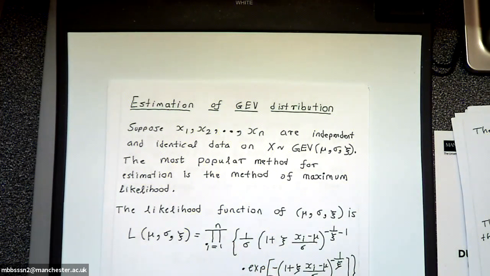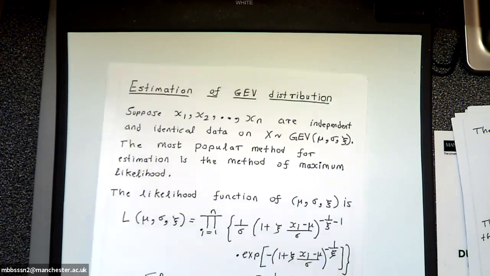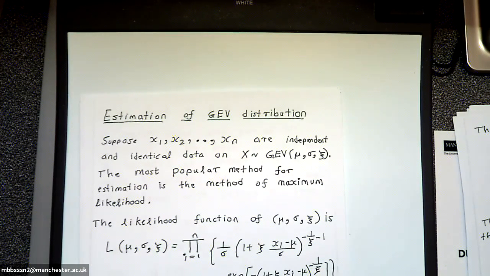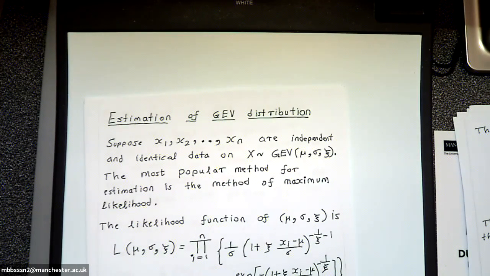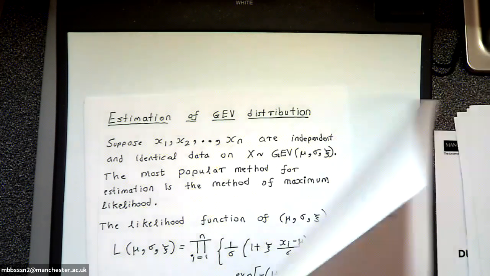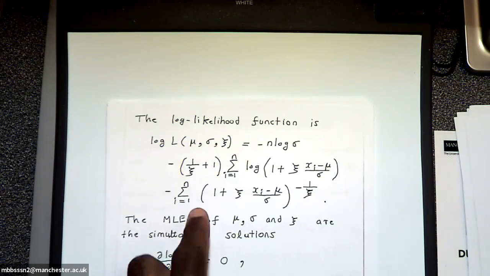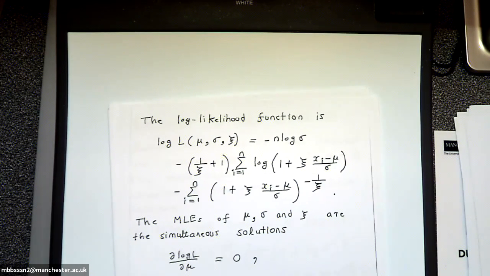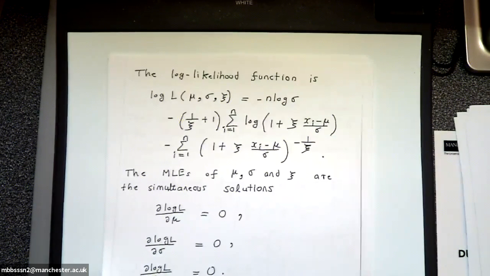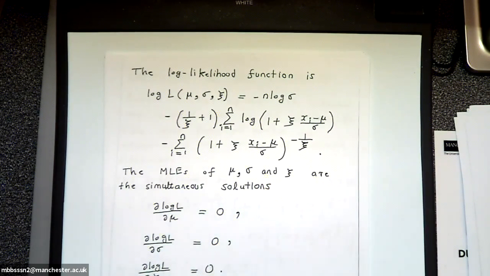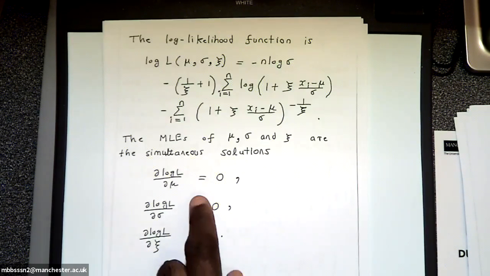Estimation, this is the likelihood function, right? And for the GEV, this is the log likelihood function. And to obtain the MLEs for the three parameters, you need to solve these three equations.